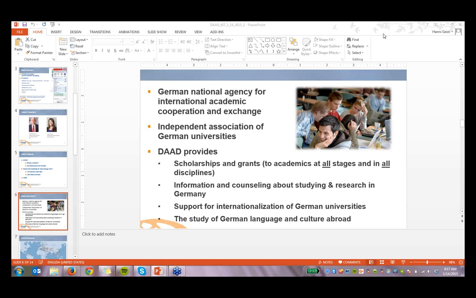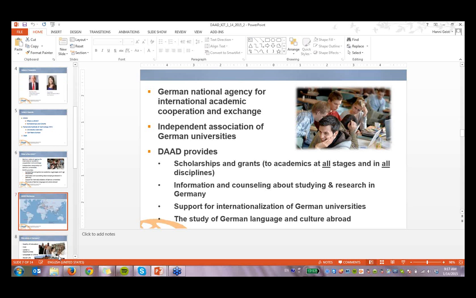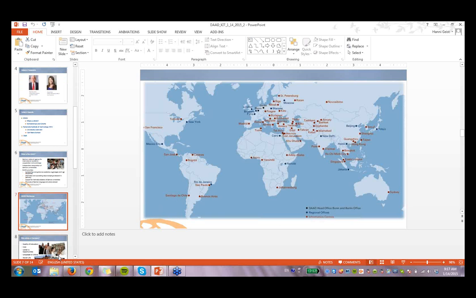And DAD not only does that, but we also in general support internationalization of German universities, and we provide information and support for language and culture abroad. And here's just a map for you to visualize where DAD is represented.